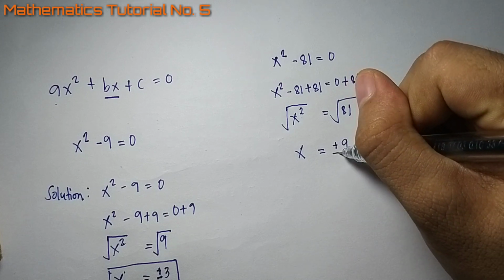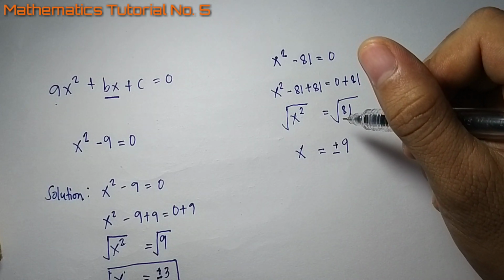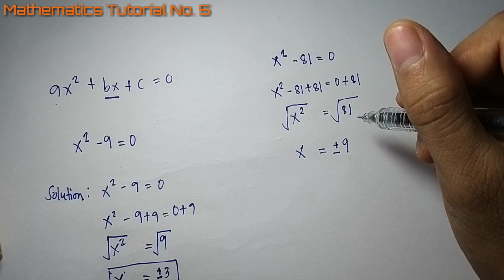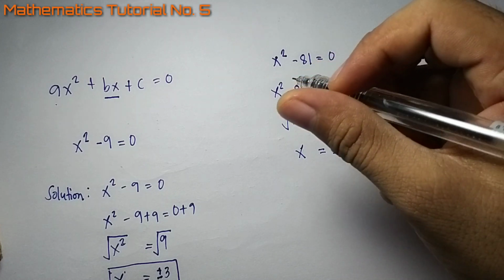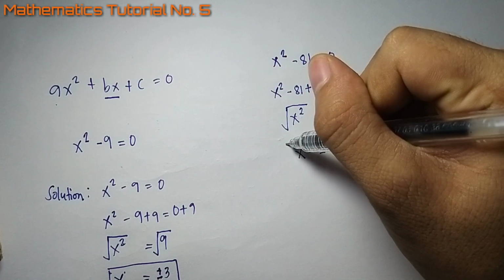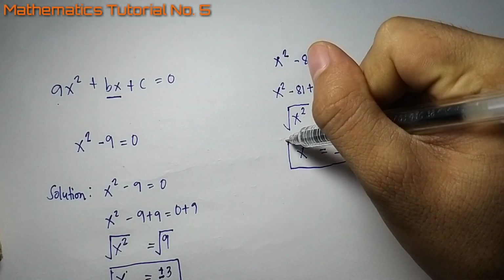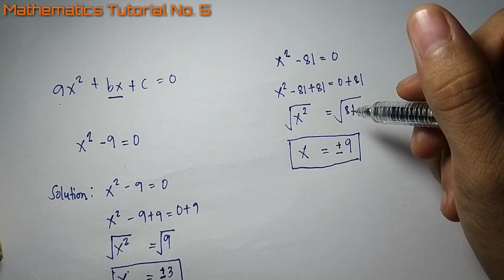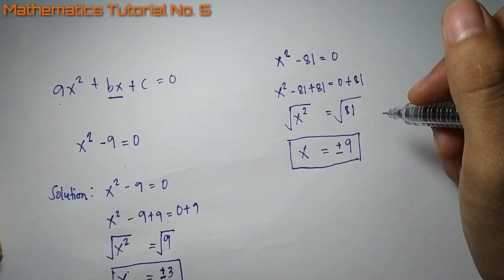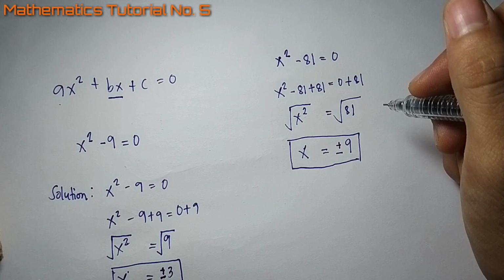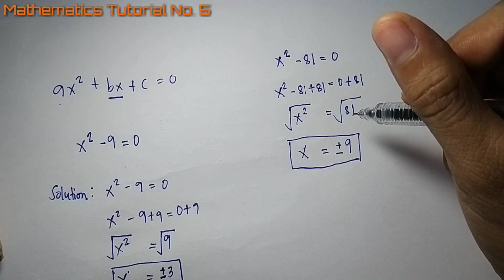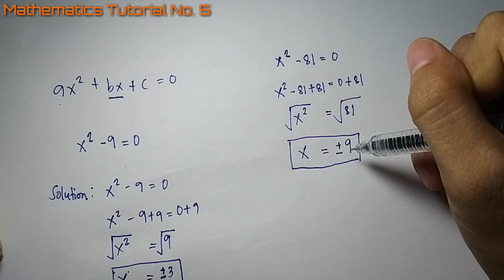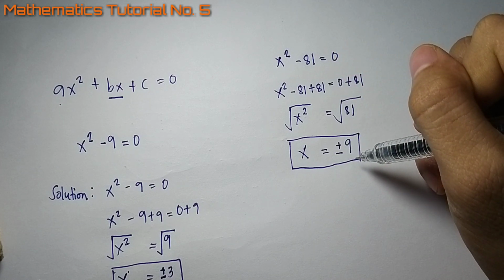Pwede pod og negative 9 kay negative 9 times negative 9 is positive 81. So nakuha na nato ang solution karon. Ang atong solution are positive 9 and negative 9. By the way, naay laing term sa solution. That is what we call the roots. So the roots of our equation are positive 9 and negative 9.